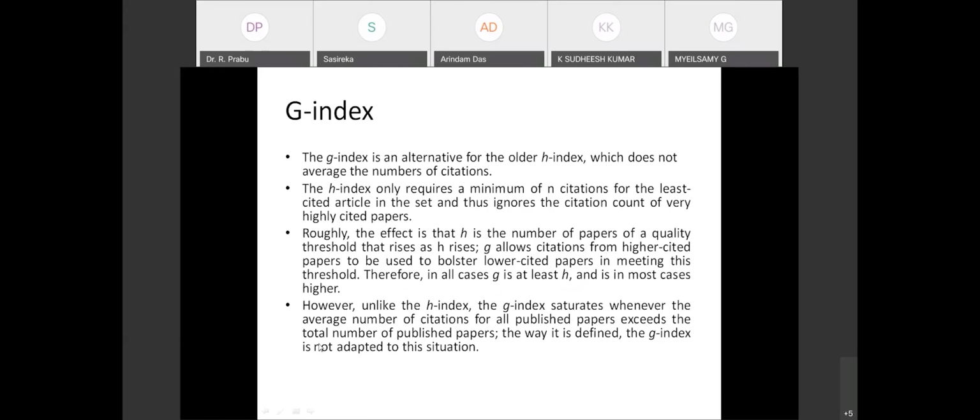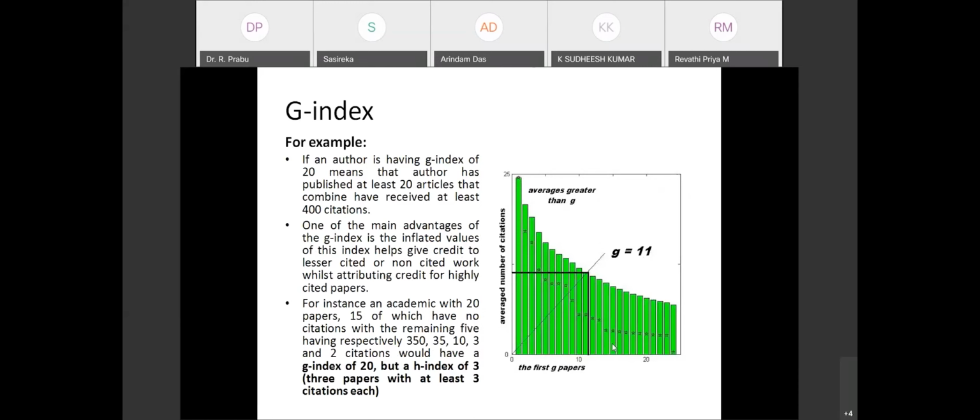What is the difference between H index and G index? The H index only requires a minimum number of citations for the least cited article in the set, and thus ignores the citation count of every highly cited paper. So in the H index, one article may have received 300 citations, another article 30 citations, another article 15 citations. So finally the H index will be 3 or 4. But the highly cited article will be omitted in the H index. But in the G index it is shown differently, that you will see.